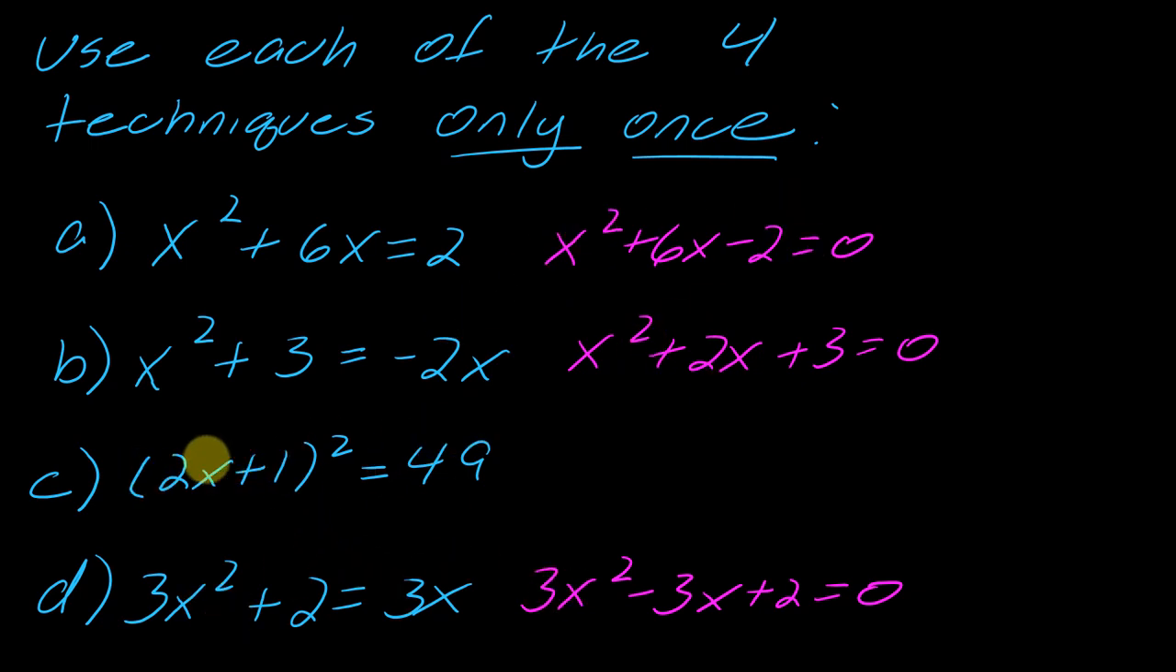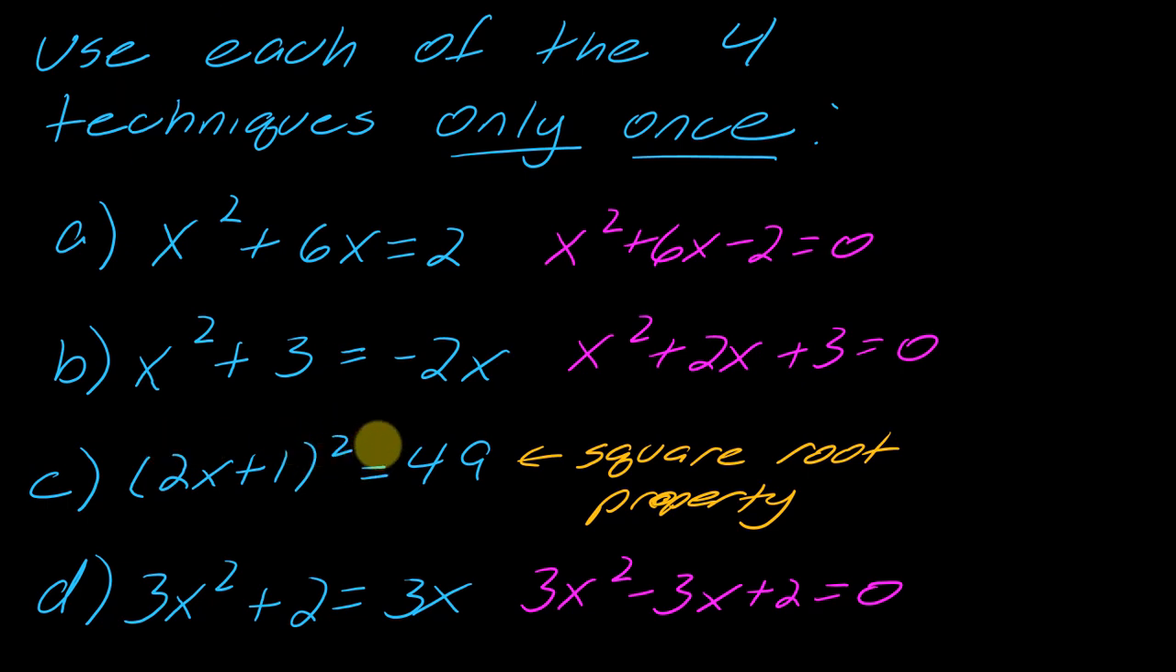So this equation is already really set up for the square root property. So that's what we'd want to use here because it's already set up in the format that we'd need for the square root property. So that one's kind of a given. Now for the other ones, as you go through this, only one of these can actually be factored. This is the only one that can be factored, so you want to use factoring for that.